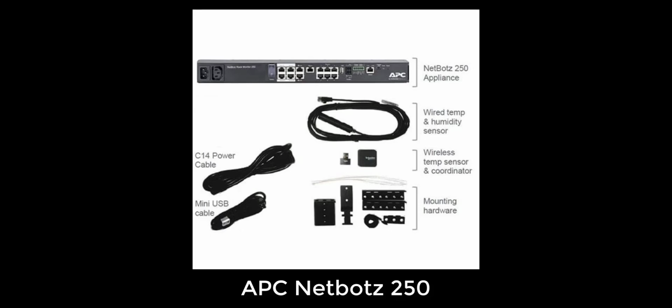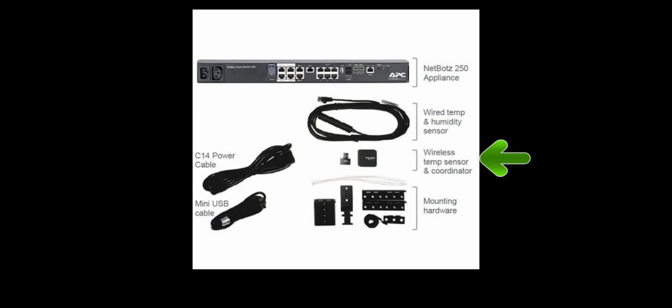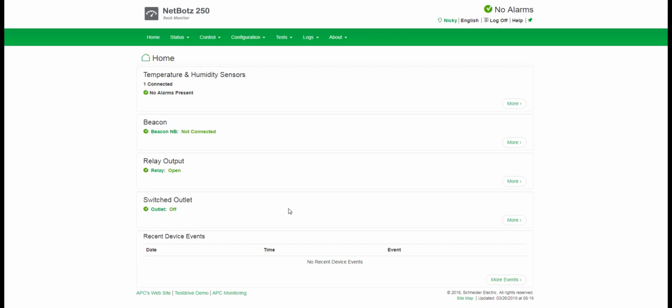Hi, this is a Netbotz 250 with wire temperature sensor and humidity sensor, wireless temp sensor and coordinator, power cables and mounting hardware. This device can be monitored from an IP address, allowing you to track temperature and humidity wherever you are remotely. Here's the dashboard, and currently it's showing you that it's a Netbotz 250 and there's no alarm showing.